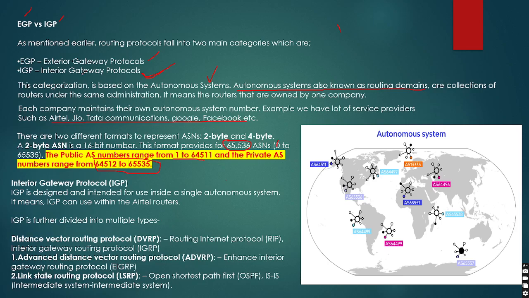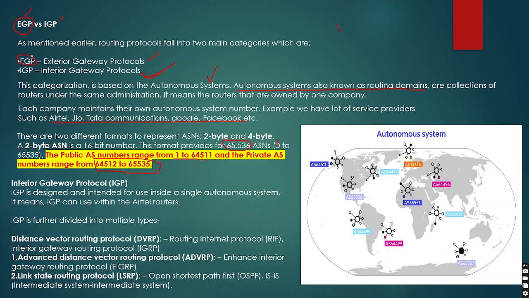Currently, if you make a call from Jio to an Airtel number, the call goes through, right? How is it possible? I'm using an Airtel SIM, but I'm calling a Jio phone number. How is it happening? Because between Airtel and Jio, they configure a routing protocol that is EGP. Jio has one autonomous system number, Airtel has another autonomous system number. So between them, they configure a protocol called EGP.